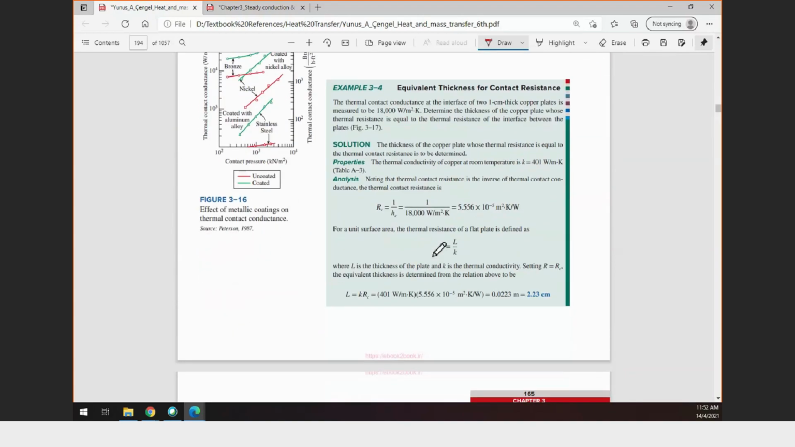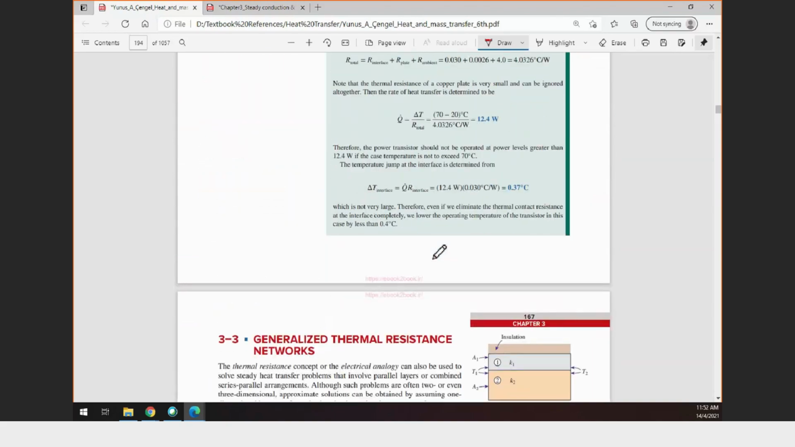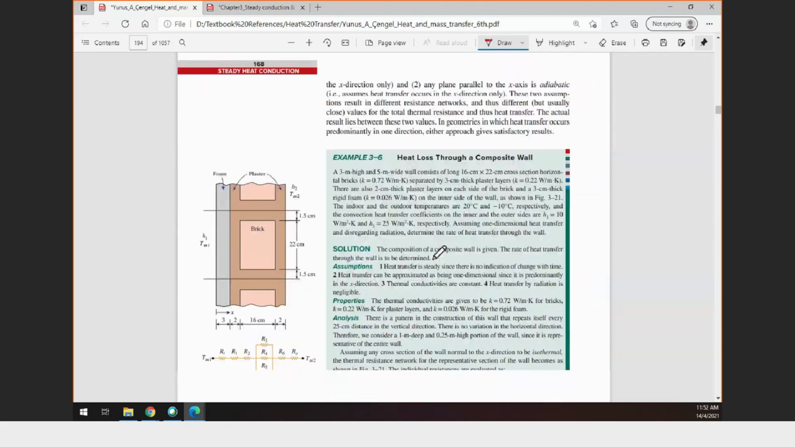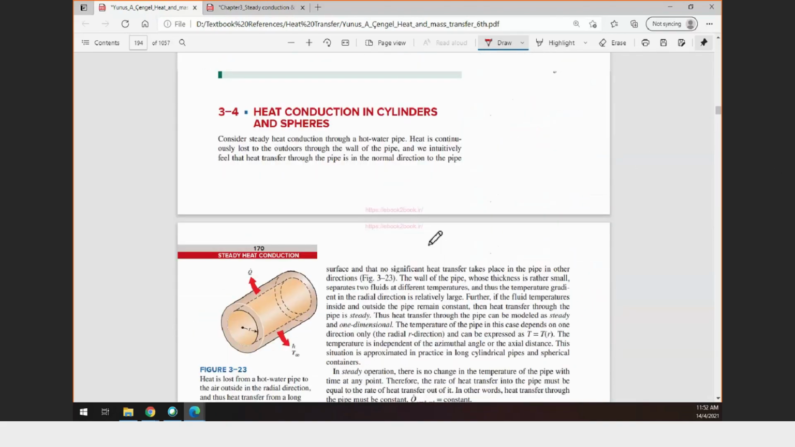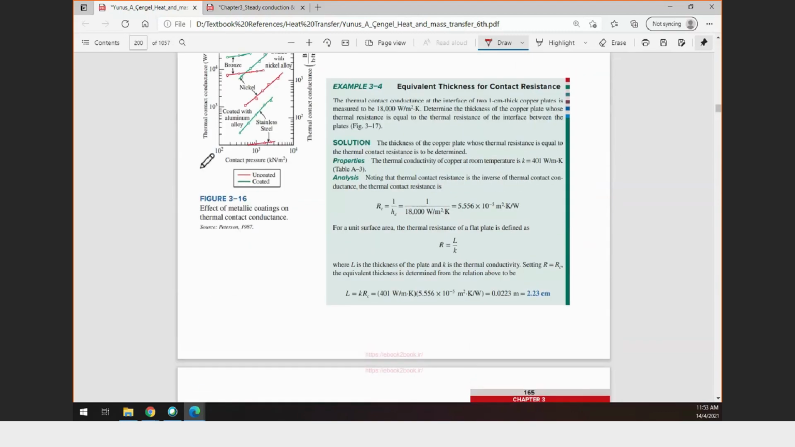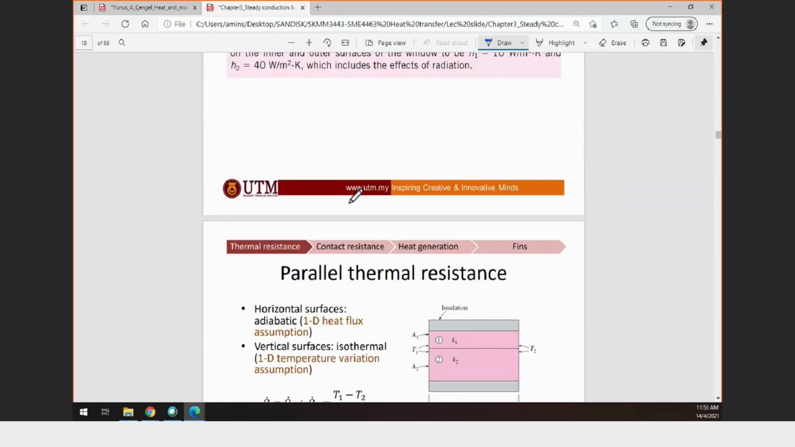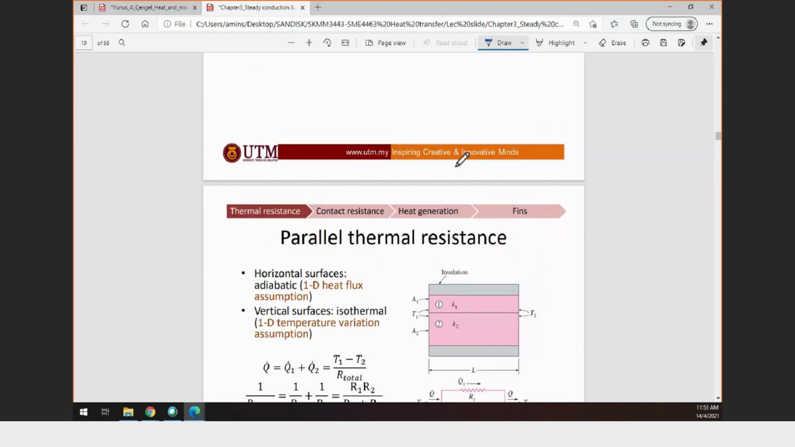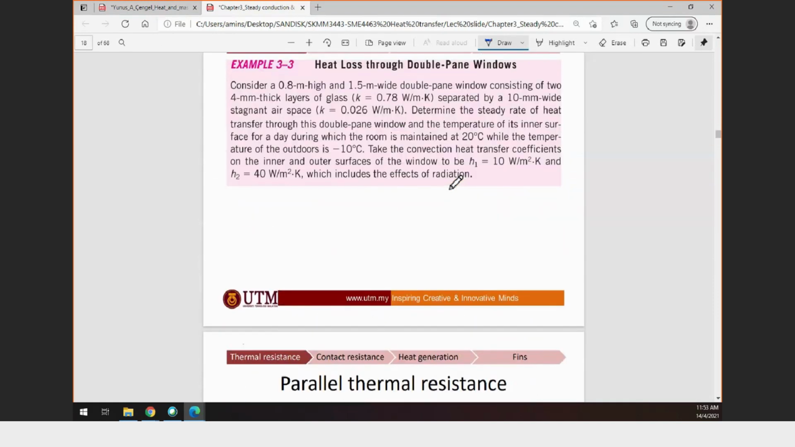Heat conduction in cylinder and sphere, we will do it in the later parts. Any questions so far?